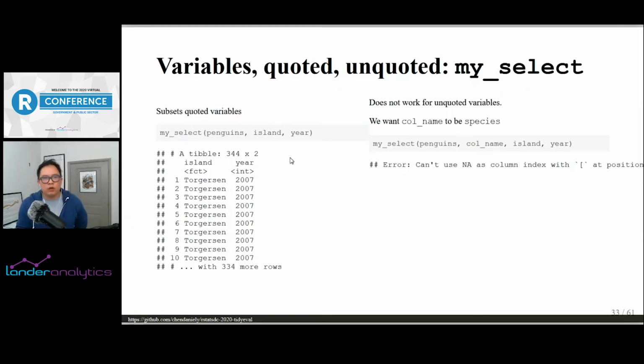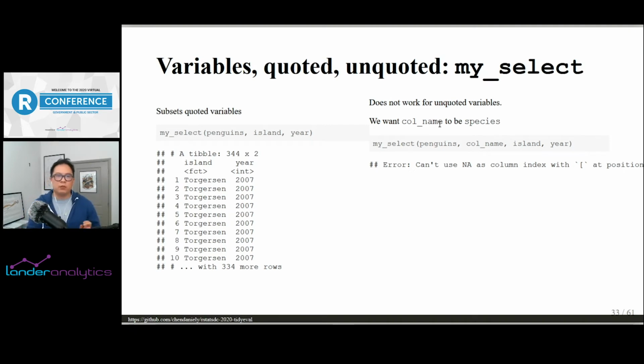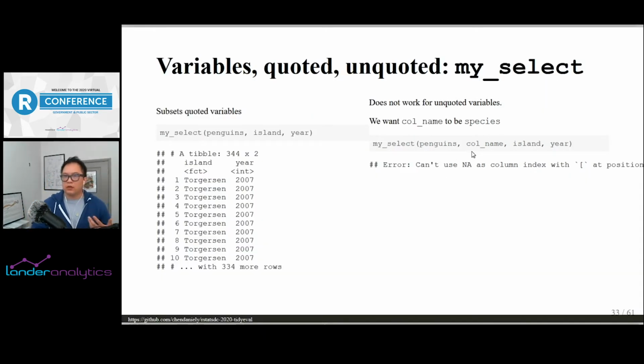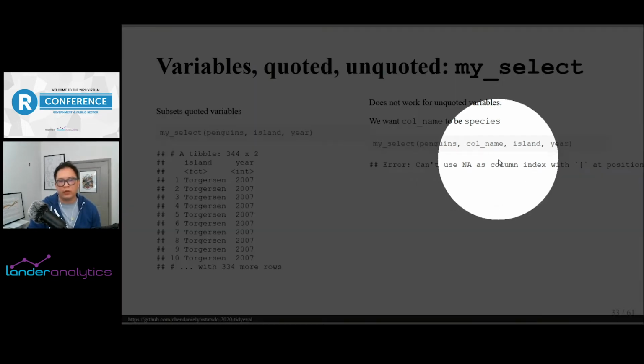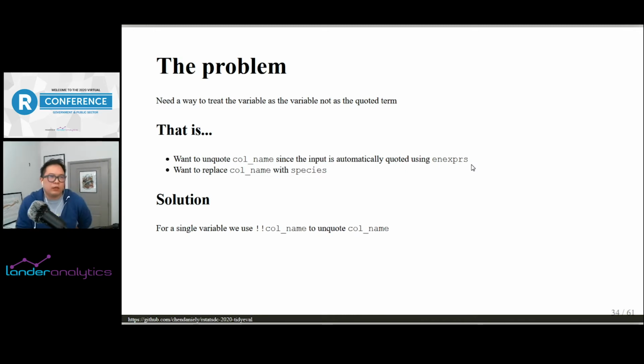But right now it doesn't exactly work if we pass in colname, right? Because we can send species as a variable to colname, but it's not working properly because it's trying to pick up colname as a column in our data set, and that doesn't exist. That's the error we get, because we're trying to subset on an NA. So the problem is we need a way to treat a variable as a variable, not as the quoted item. There is a train running across my window, so if you hear a rumble, that's what that is.